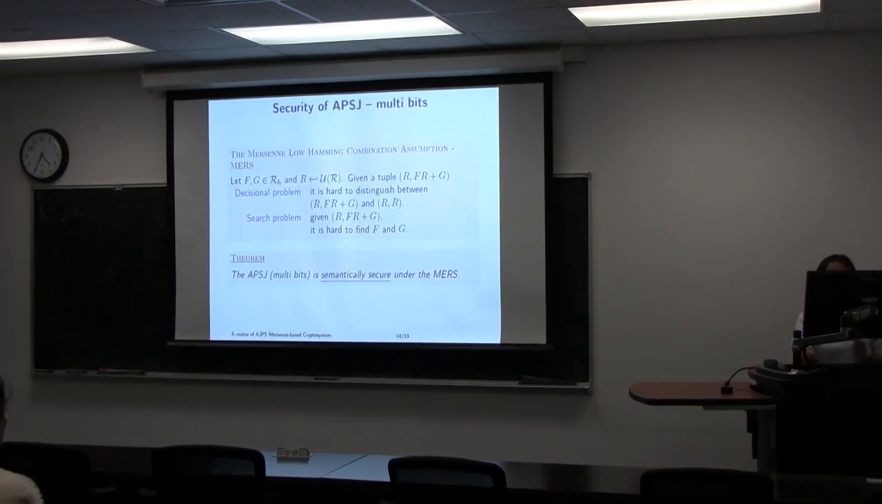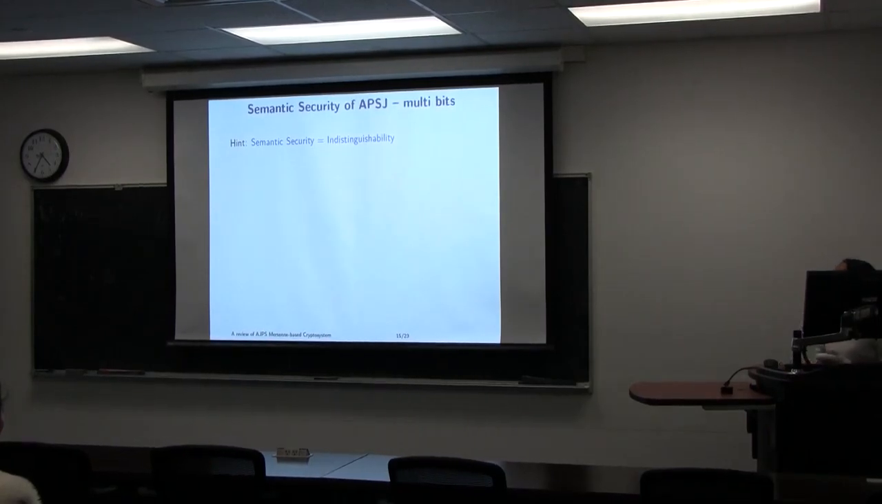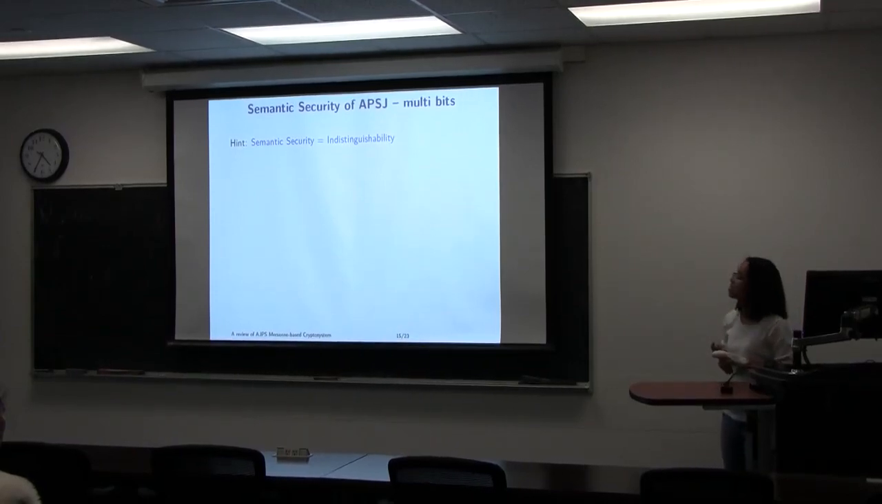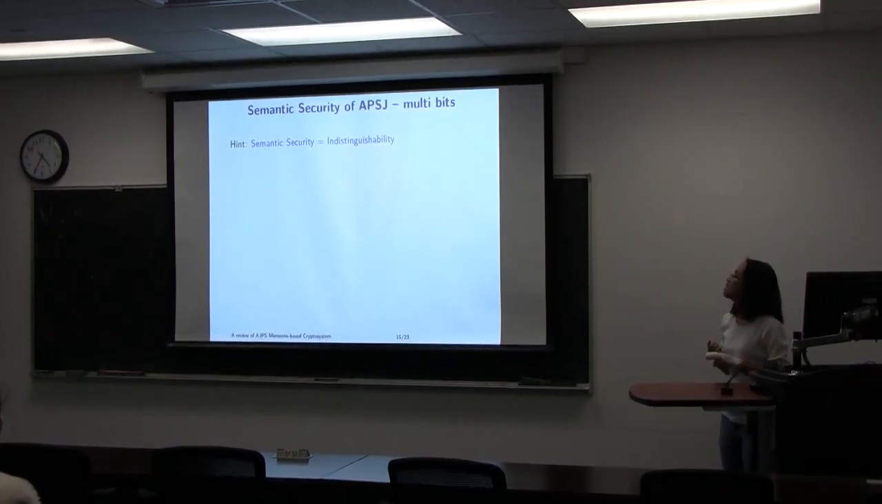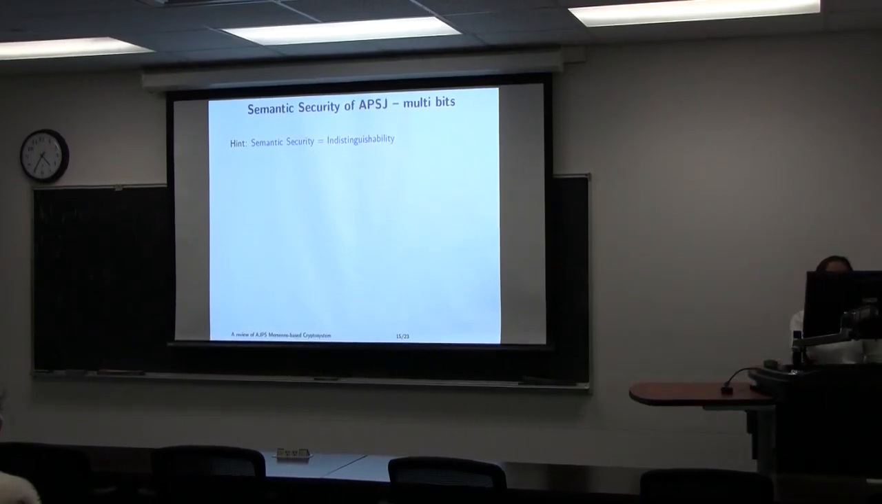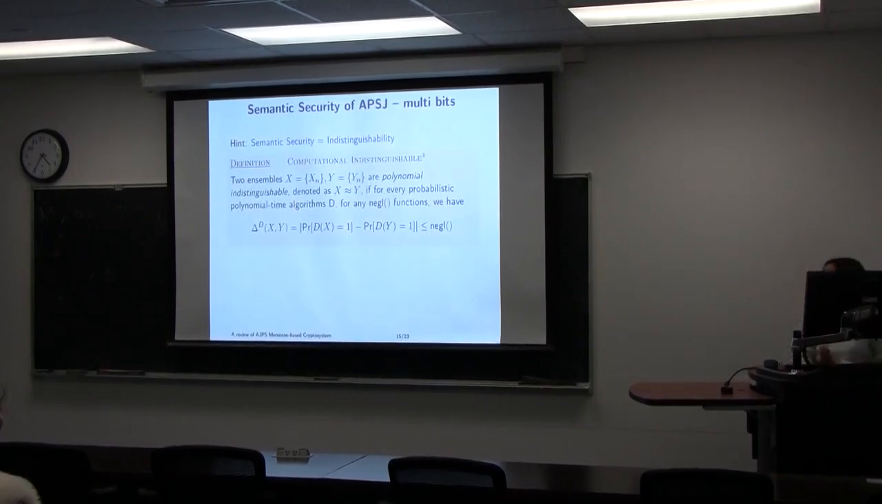And in this paper, they also prove that the cryptography system is semantically secure under this assumption. So how to prove that? The first hint is that we should remember that semantic security is implied by indistinguishability, in the sense of computational indistinguishability, and computational indistinguishability also implies semantic security. So to prove that this system is semantically secure, we will prove that it is computationally indistinguishable.